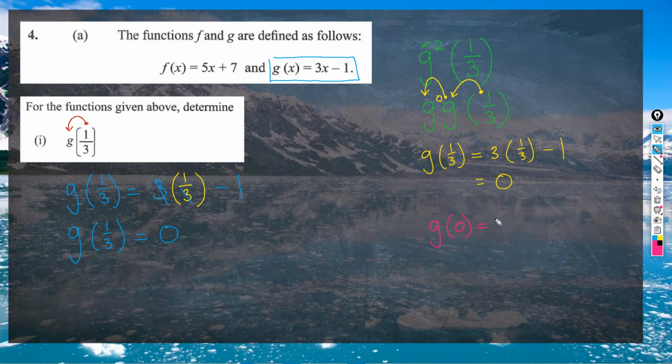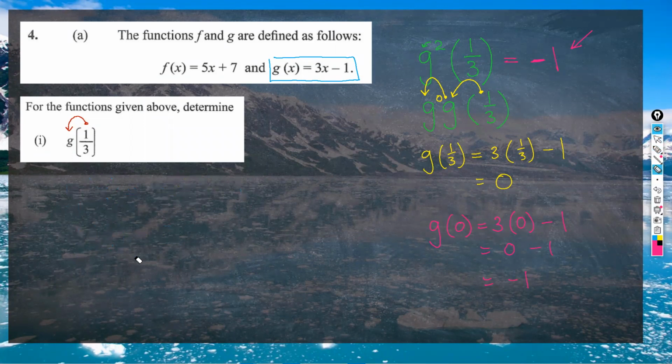So we have 3 times x. Replace that with 0, and minus 1. Anything times 0 is 0, minus 1. 0 minus 1 is minus 1. So the final answer for g squared of 1/3 is minus 1. This is your final answer. For those who got it wrong, I hope it did jog their memory a little bit. All right, so take down the correct working, and I'm going to change up this question a little bit again. So let me erase this.